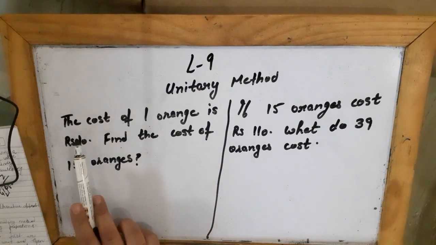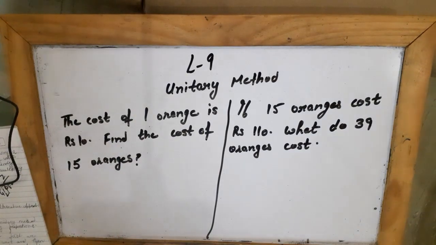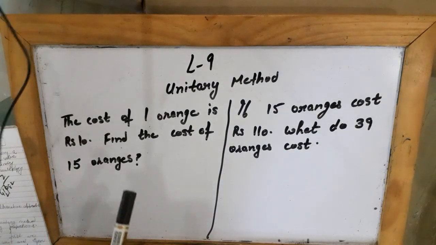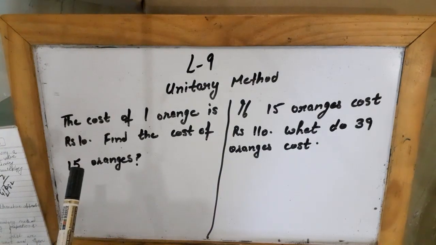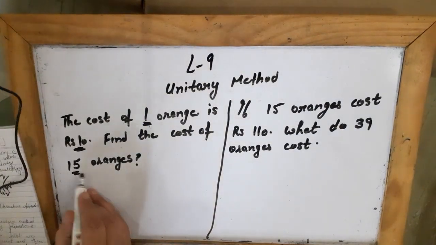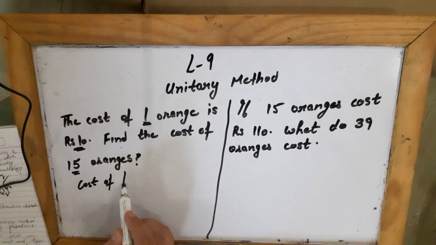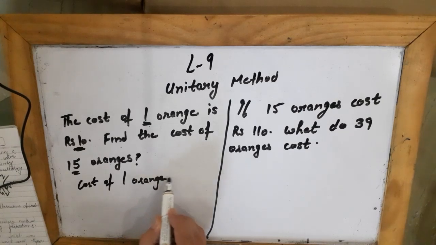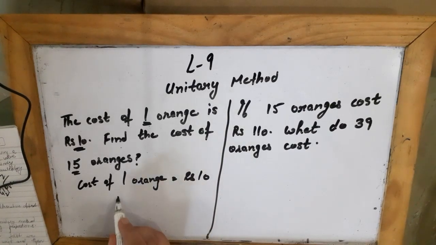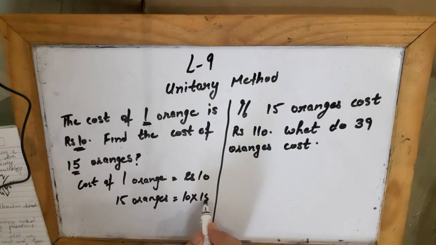If you can read, here it is written the cost of one orange is rupees 10. Find the cost of 15 oranges. In this question, they have given you the cost of one orange and they are asking you to find the cost of 15 oranges. So it's easy for me as I know the cost of one orange is rupees 10. When one is given and more you have to find, you just multiply 10 into 15 and your answer will be 150 rupees.